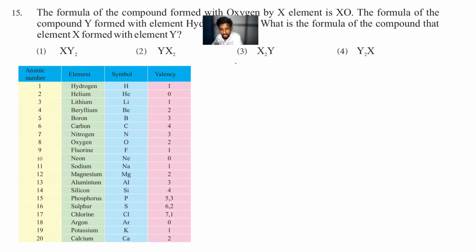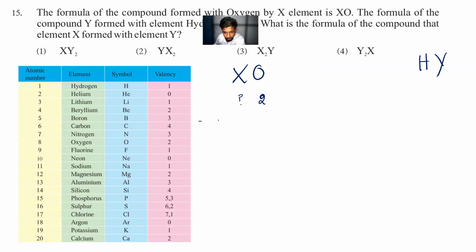Here, Pula, they have given the formula XO in the question, and here they have given HY. But in XO, we don't know the valency of the X. We want to calculate the valency. Oxygen has 2. For X, we don't know the valency, so we want to put 1, 2, 3 like that.